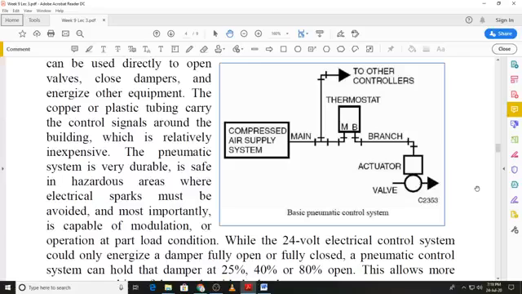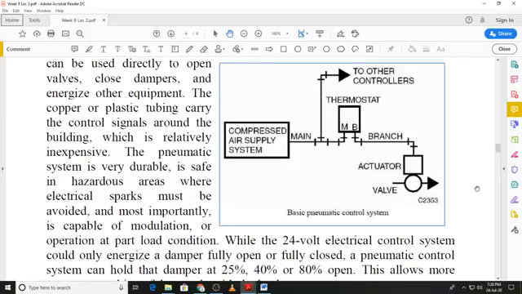So this is again a block diagram of a pneumatically controlled system, in which the compressed air then causes the actuator to function, and then it operates the valve or a damper. The principal advantages of pneumatic air are that, of course, the air is cheap, and it's very durable and safe, especially in hazardous areas where you do not want any possibility of electrical sparks. And it is also capable of modulation, that is, with variation of the variable that you want to control, the compressed air's pressure can also be varied.